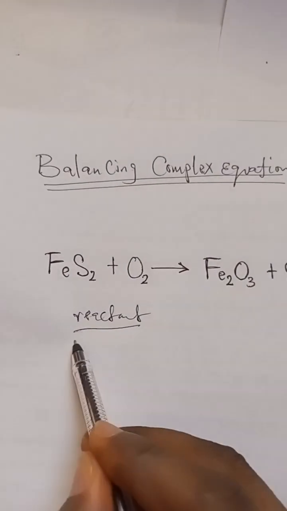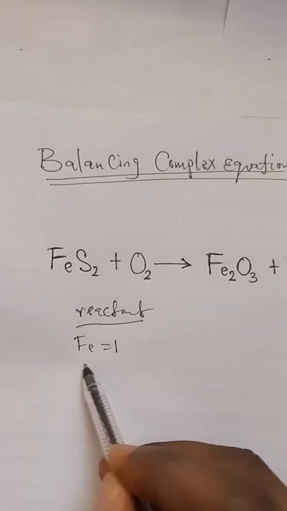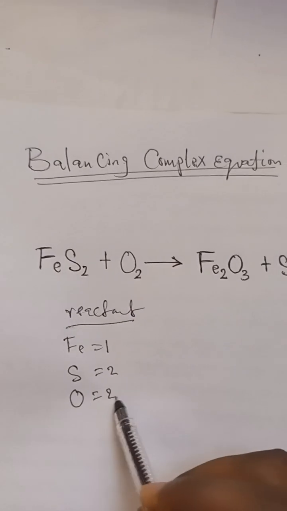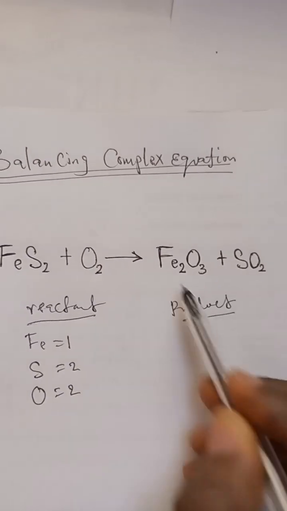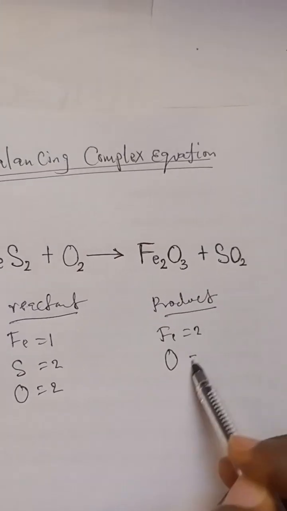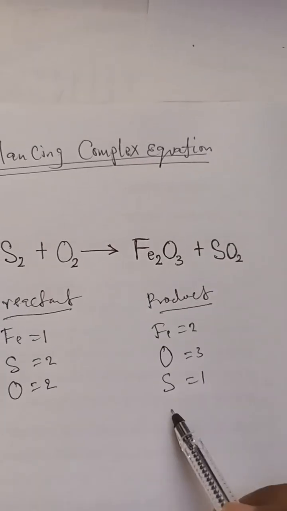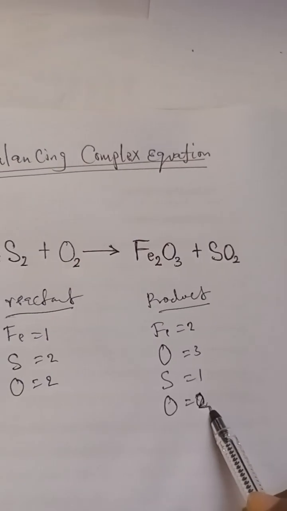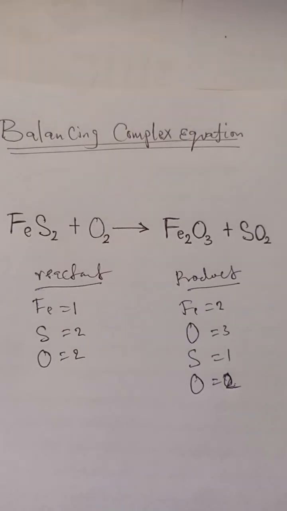In the reactant side, we have one iron, we have two sulfur, we have two oxygen. All right, so in the product side we have two iron, we have three oxygen, we have one sulfur, and we have another two oxygen here. So if you can see this equation, you can see it's not balanced, so we have to balance it.